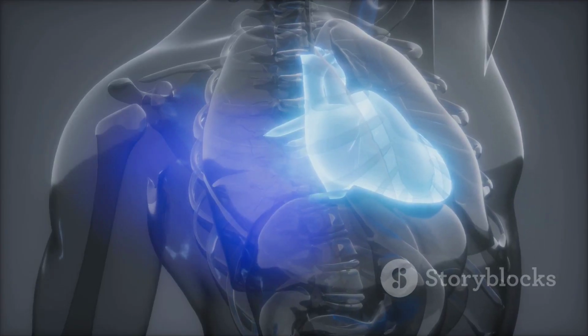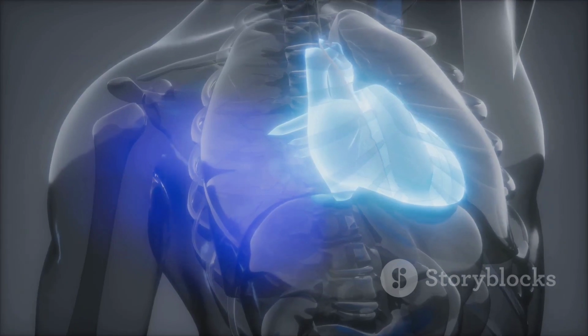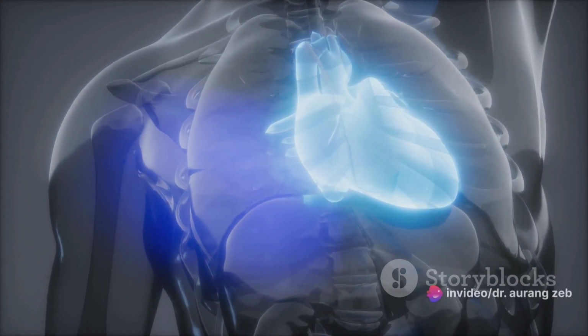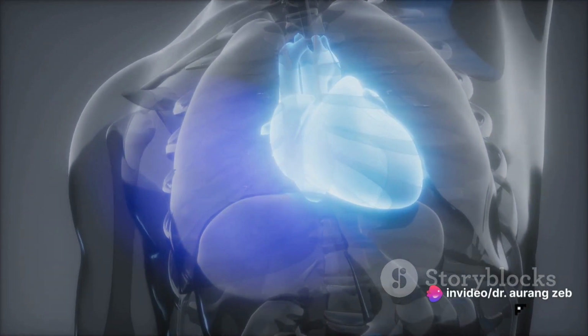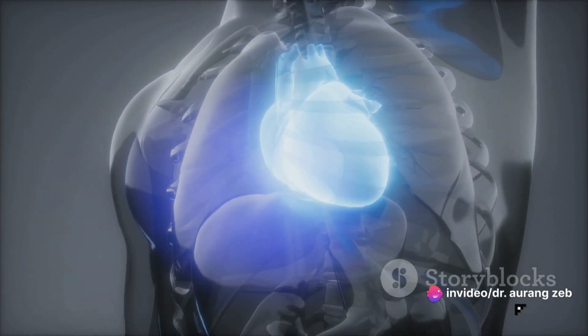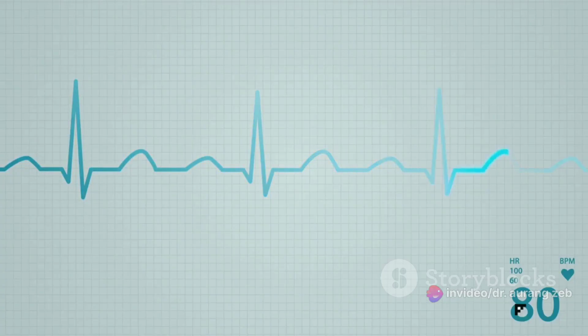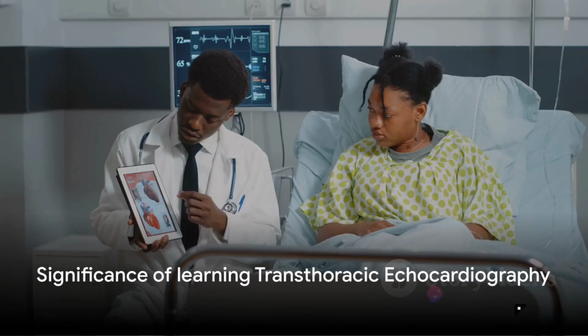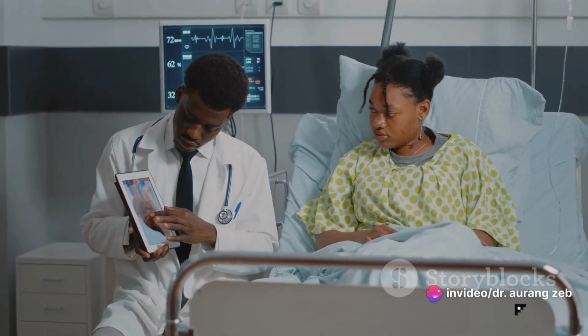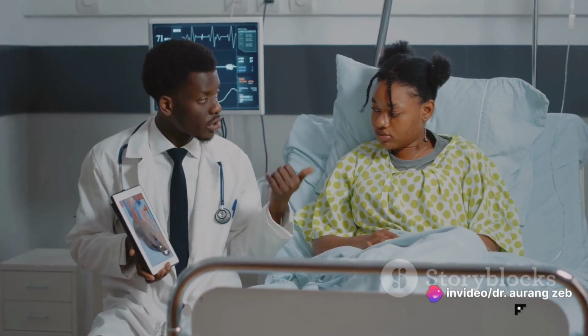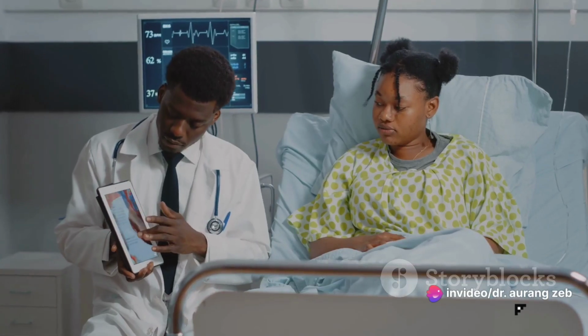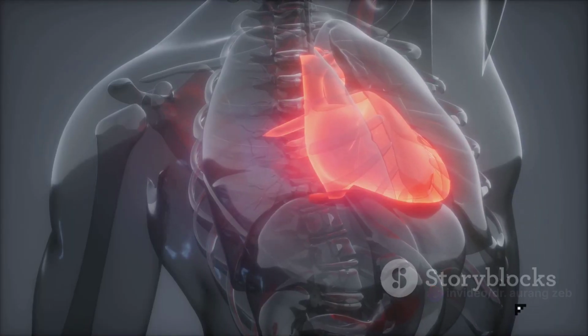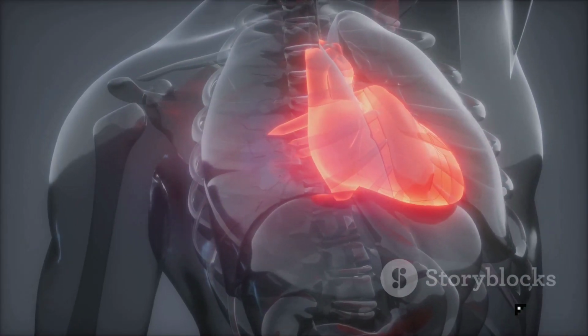This technique helps us assess the structure and function of the heart. From the size and shape of the heart's chambers to the movement of its valves, every beat tells a story. It's like having a front row seat to the most extraordinary show on earth, the rhythm of life itself. So why are we learning about this? Because understanding the heart's structure and function is vital to identifying and treating cardiovascular conditions. With this understanding, we are ready to delve deeper into the process.